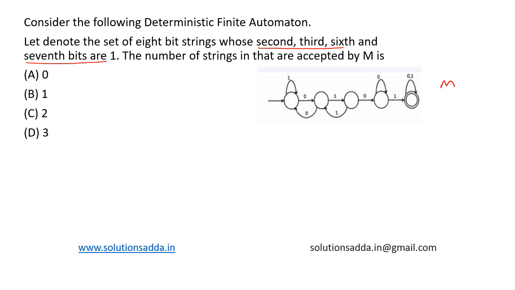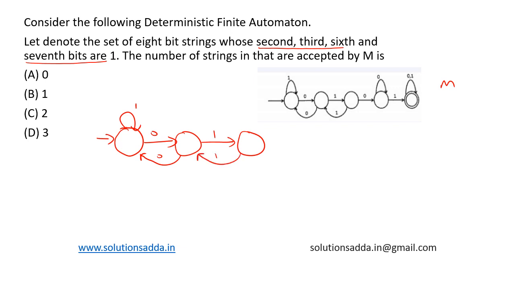So let's draw the automata once more. Start state here, it's 1. And upon saying 0, it moves here from 1, then 0. Upon here, upon saying 1, it goes back. And upon saying 0, it comes like this. On 1, then it reaches the final state, then 0, 1. So there are two cases here in which we can have second, third, sixth and seventh bit as ones.